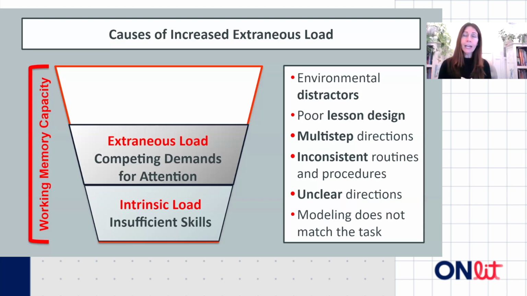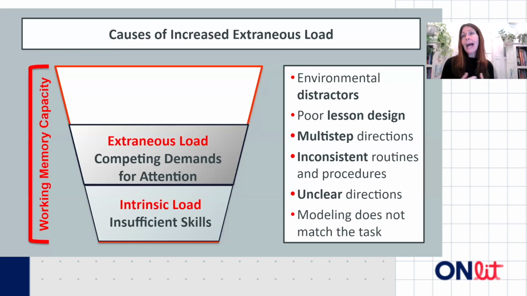But often it's more connected to poor instructional design. So maybe there are too many steps in a problem. Maybe I didn't provide a worked example. Maybe I gave some directions verbally and some visually, and you as a student are trying to reconcile all of that information. But what's most common, and this is a really important consideration for students who might be getting a double dip or a triple dip of intervention in Tier 2 and Tier 3, it could be that they're managing inconsistent routines and procedures.